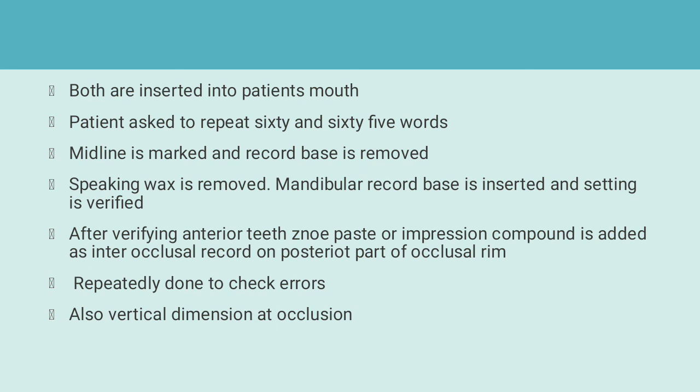Both types, the maxillary occlusal rim and the mandibular occlusal rim, are repeatedly done to check errors and also to determine the vertical dimension at occlusion.